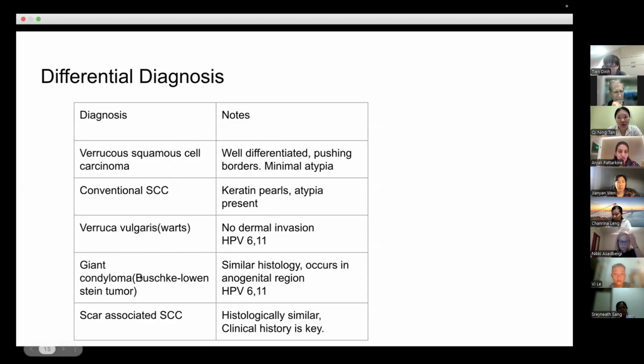Same thing with giant condyloma. It is histologically similar, but it occurs in the anogenital region, whereas this occurs in other parts of the body like hands and feet. And there is scar-associated squamous cell carcinoma, which is also similar histologically, but the clinical history is what differentiates it.